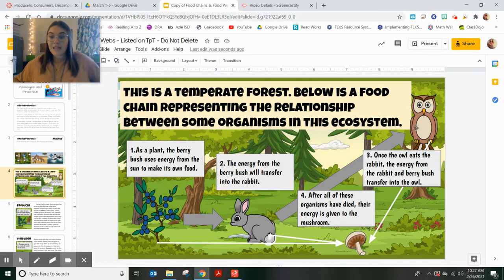Then once the owl eats the rabbit, the energy from the rabbit and the berry bush go into the owl because the owl eats the rabbit. And then after all these organisms have died, their energy is given to the mushroom, and the cycle will continue. The berries, then the rabbit eats the berries, the owl eats the rabbit, and then they're decomposed. So let's talk about all these different pieces. They all have a different name.